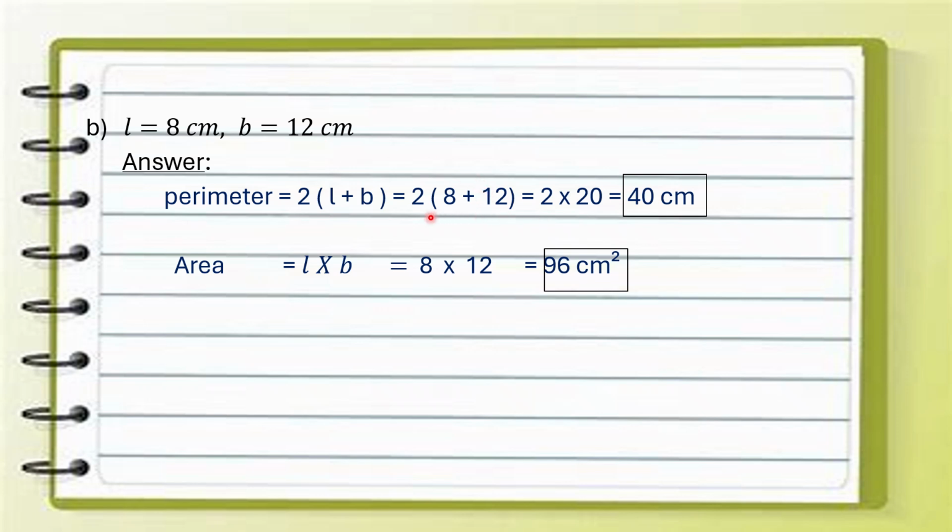Okay. So 2 of 8 plus 12, which is equals to 2 into, 8 plus 12 is 20. So 2 into 20 is 40. So the answer is 40 centimeter.